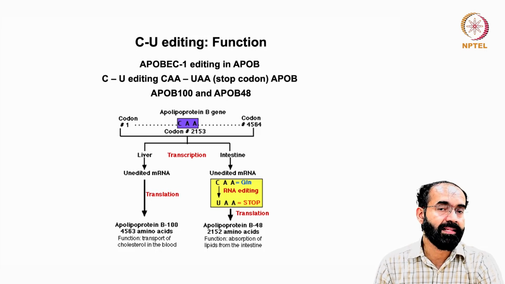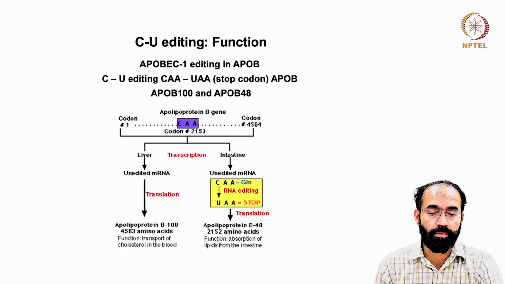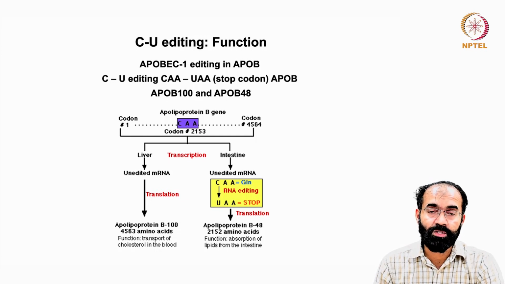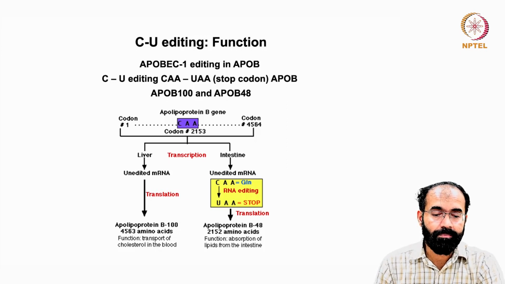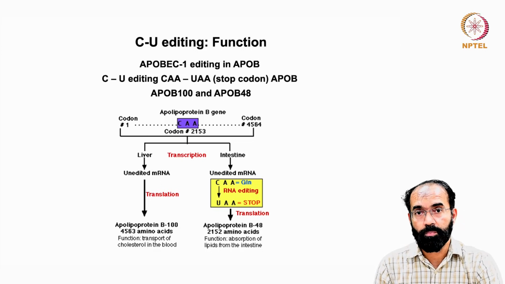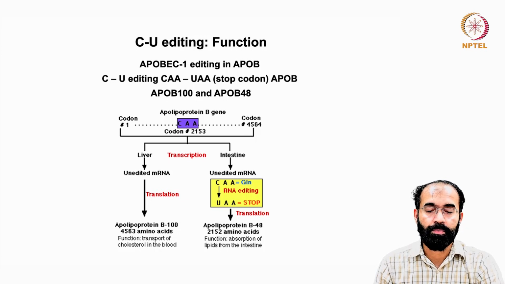And we have seen another example earlier where the liver and intestine were functioning, a variation in the apolipoprotein B. Here you are seeing another example: CAA becomes UAA. UAA is a stop codon. There are 3 stop codons, and UAA is one of them. What happened? This ApoB can be of 2 different molecular weights because of the introduction of this stop codon in certain cell types. So, ApoB 100 and ApoB 48.